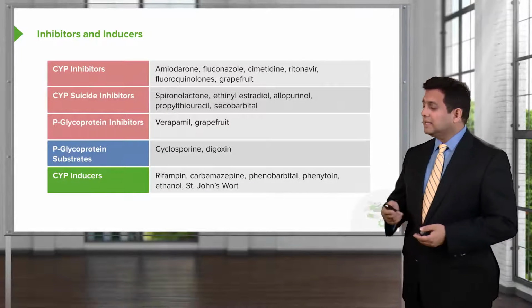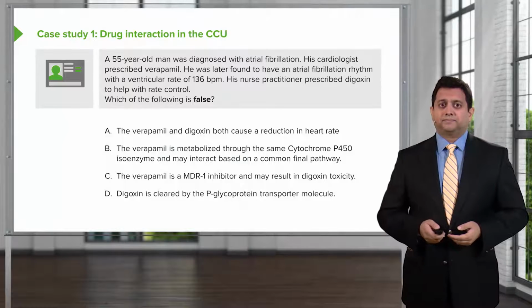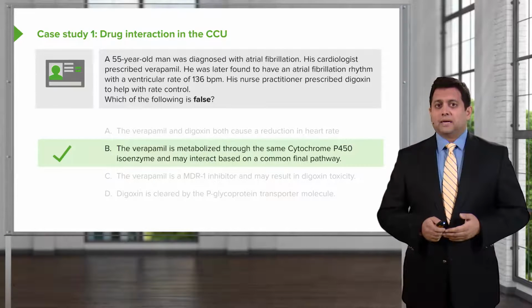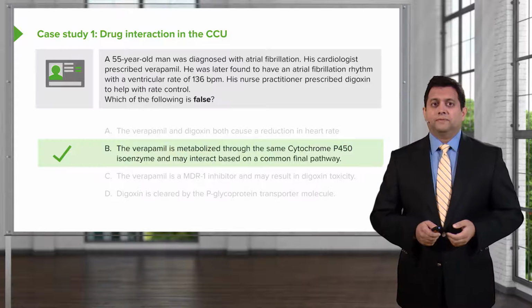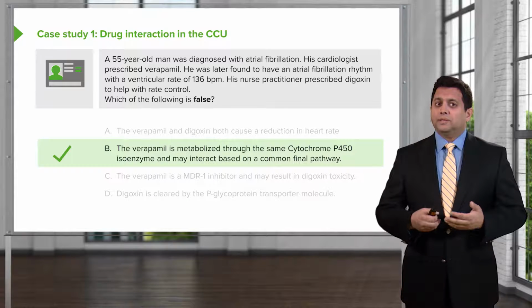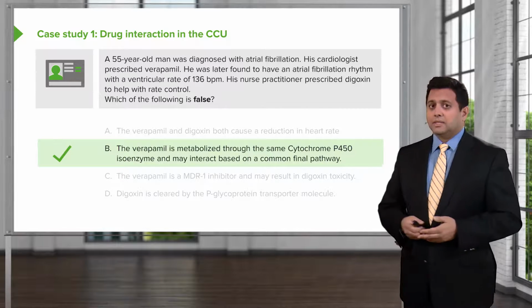Well, let's look at our list and let's look at our answer. So the answer is B. This is wrong. The verapamil is metabolized through the same cytochrome P450 system and may interact based on a common final pathway. The truth is verapamil is an MDR1 inhibitor. It may result in digoxin toxicity.